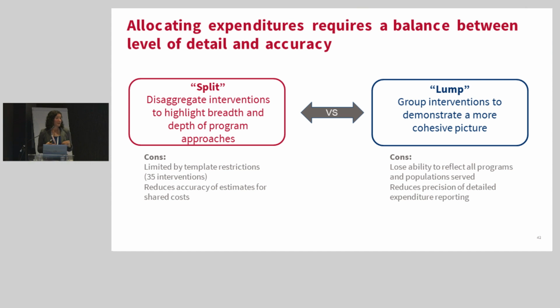One concern we hear a lot is some of our cross-cutting costs. How do you allocate staff time, rent, and equipment at that very fine level of detail and do it with any kind of accuracy? Alternatively, in order to show a more cohesive picture of programs, some interventions can be lumped or grouped together following guidance to reflect interventions based on what's termed in the financial classification guidance as preponderance of funding. The downside to this approach is that we lose the ability to reflect all of our programs and really fully represent and tell the story of our programs and populations we serve.